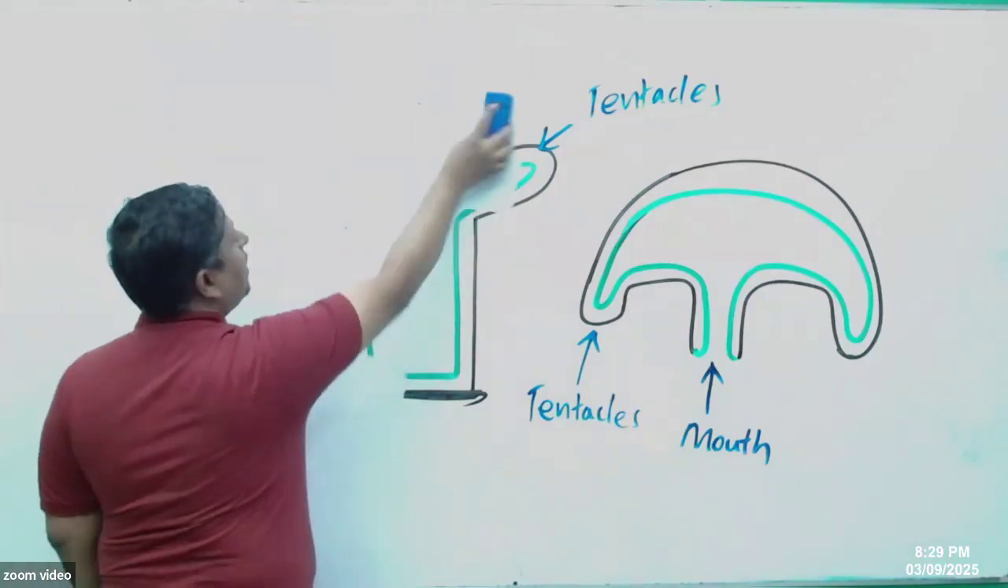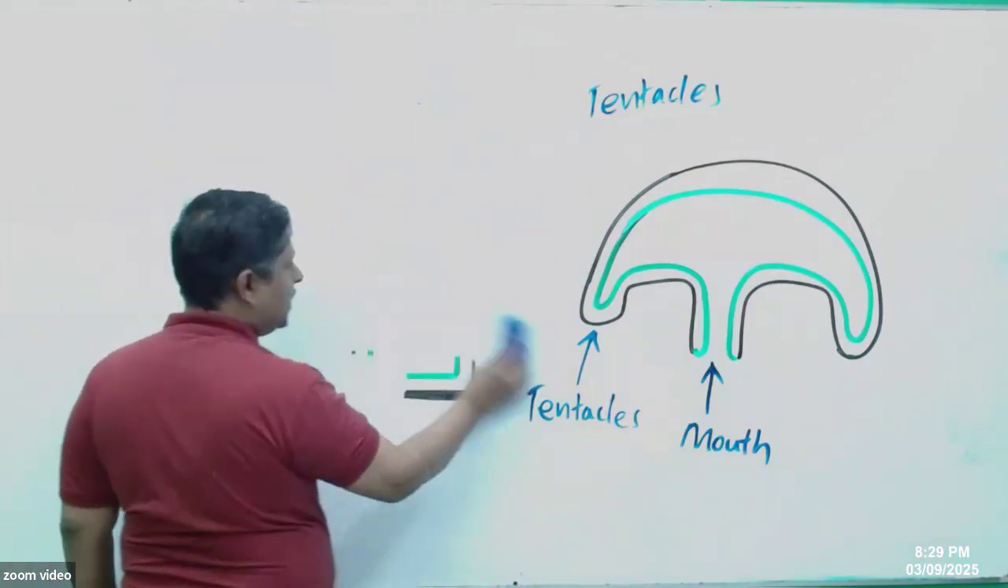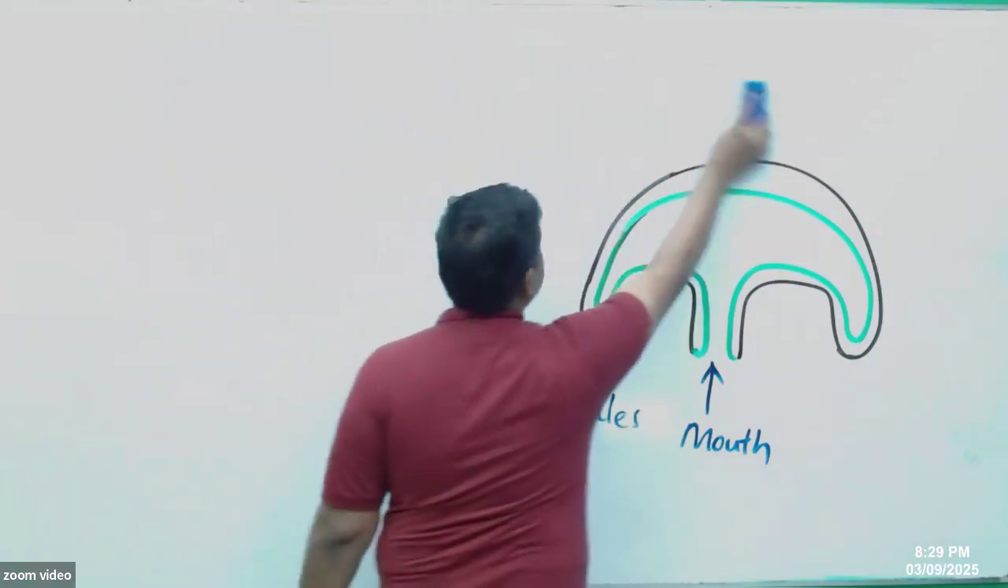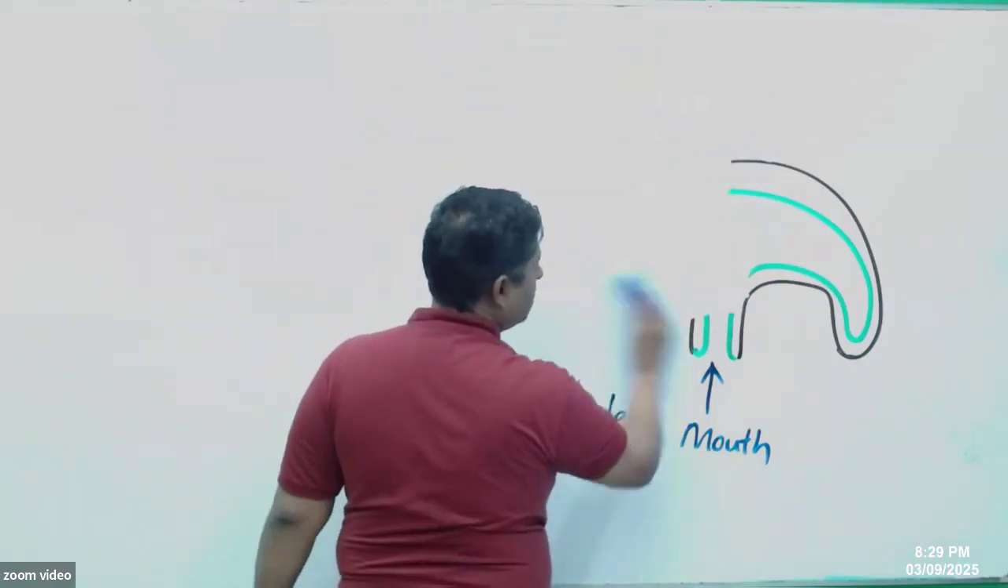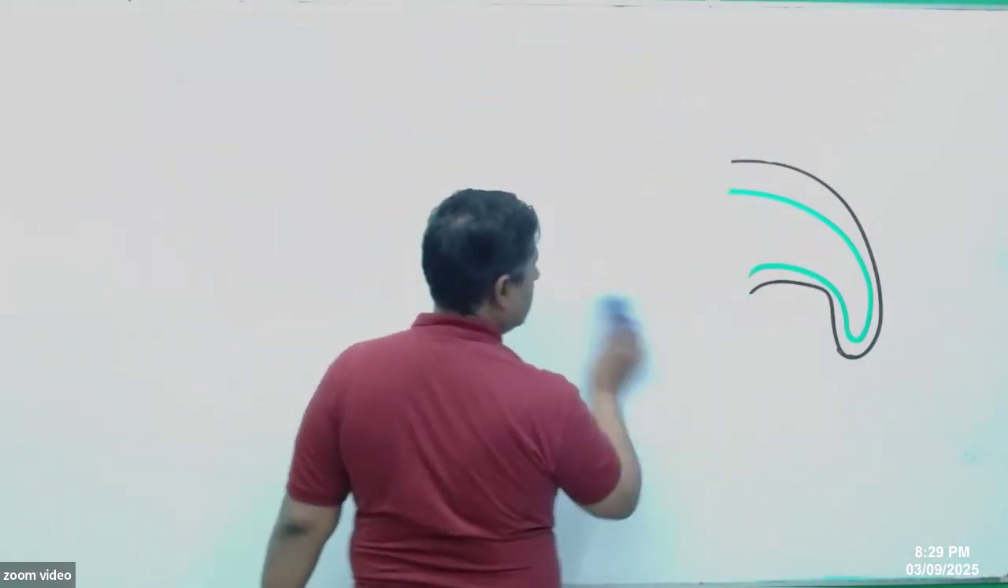Now, are they diploblastic or triploblastic? How many tissue layers form their body? They have how many tissue layers, people? Three tissue layers are there. They have three tissue layers.